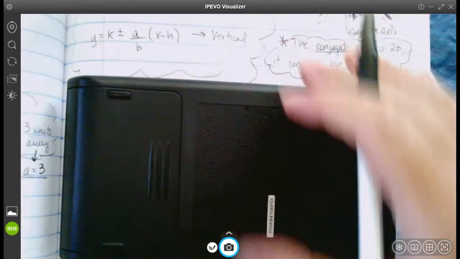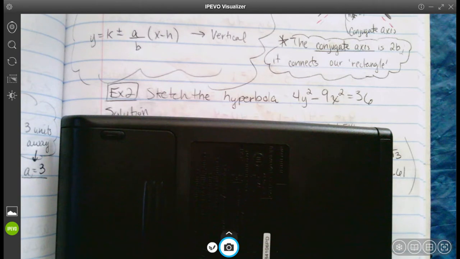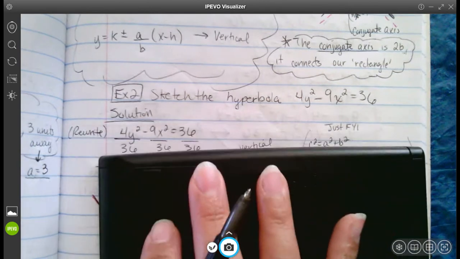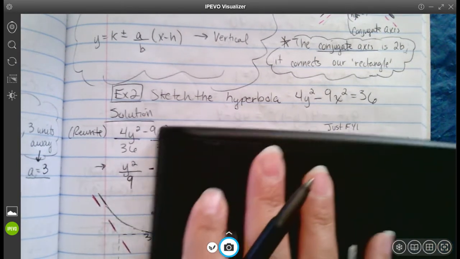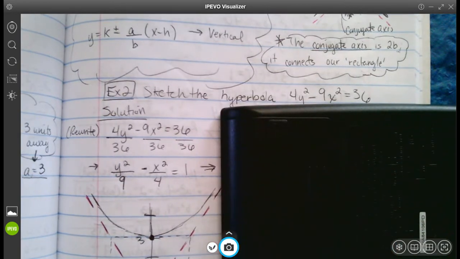For how to find asymptotes of a hyperbola, we have: sketch the hyperbola 4y squared minus 9x squared is equal to 36. The first problem I see with this is that it's not equal to 1, and I don't see any a squares or b squares. So I am going to rewrite this first.